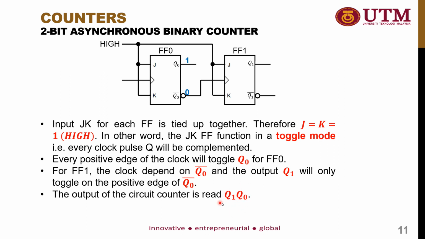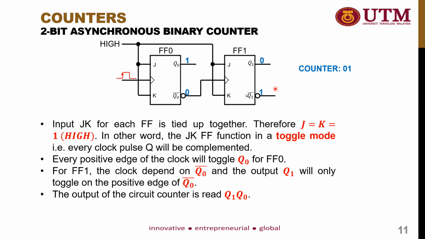Okay, so it reads as Q1 and Q0. For example, if the previous value of flip-flop 0 is Q0 equals 1 and Q0 bar equals 0, and the previous value of flip-flop 1 is Q1 equals 0 and Q1 bar equals 1, the counter will read as 0, 1, because Q1 is the MSB and Q0 is the LSB. So right now your counter state is at 0, 1.